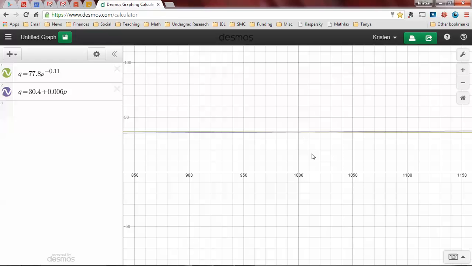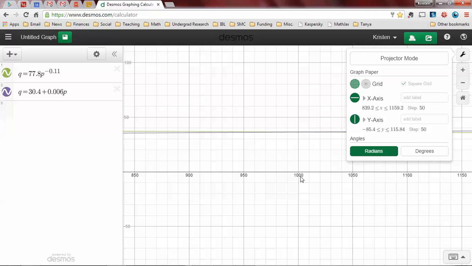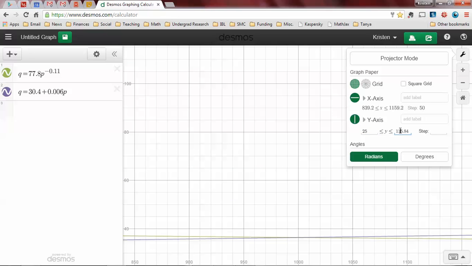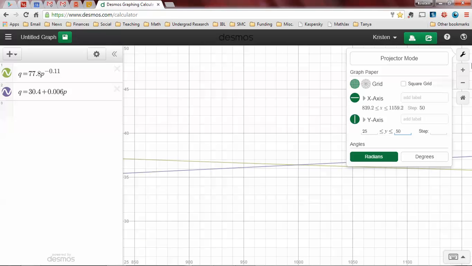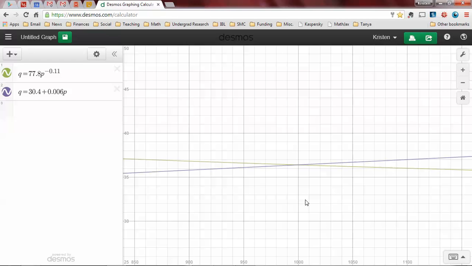But to find the exact intersection, it might be useful to adjust our window a bit. It looks like we need to zoom in a whole lot in the Y direction. So to zoom in specifically in one direction, not the other, we're going to click on the wrench icon up here. So down here is negative 50, and this is positive 50. So if we zoom in maybe between 25 and 50 in the Y direction, so 25 to 50. Perfect. So now we see our intersection point very nicely.